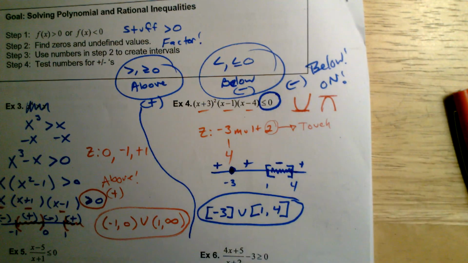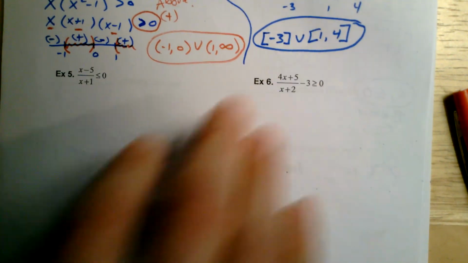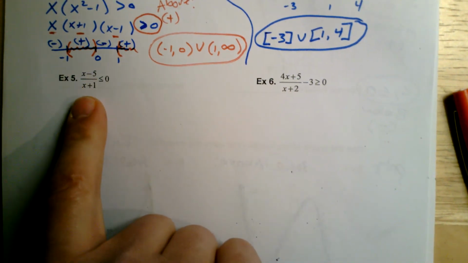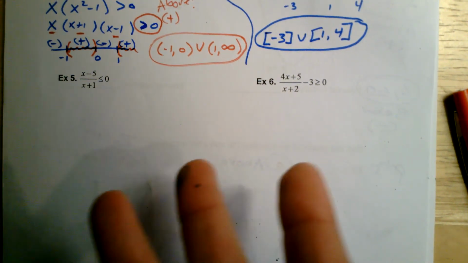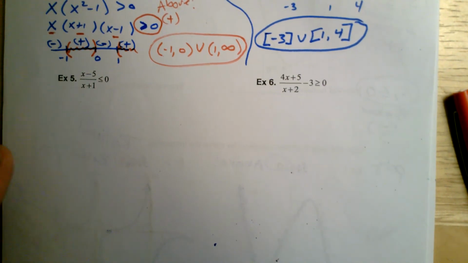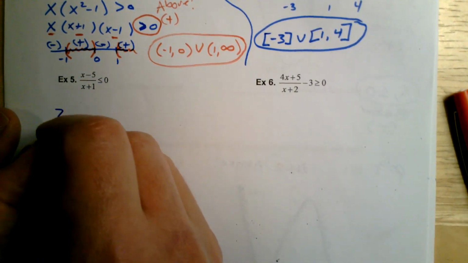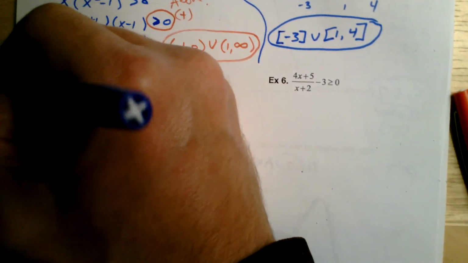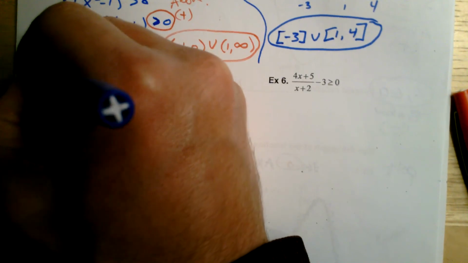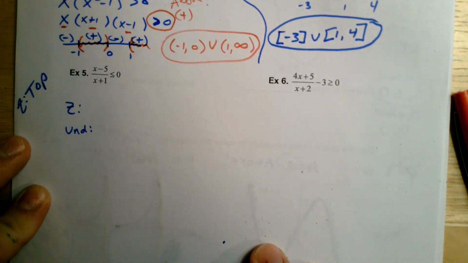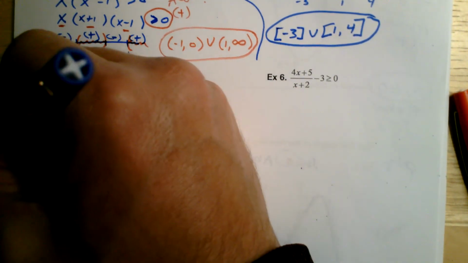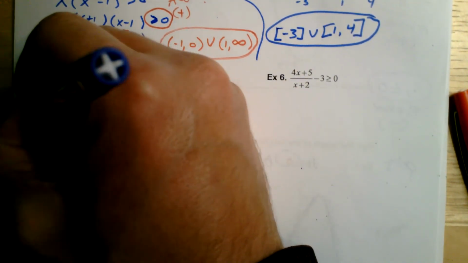Okay. So number 5, as I take a look at number 5, I've got a rational function. I've got x minus 5 over x plus 1. The nice thing is there's nothing I've got to do. It's ready to go. I can find my zeros and my undefined value. Just a reminder, zeros, ZZ top, zeros are found on the top. My zeros are found on top, and then U and D's, my undefineds, are on the bottom.